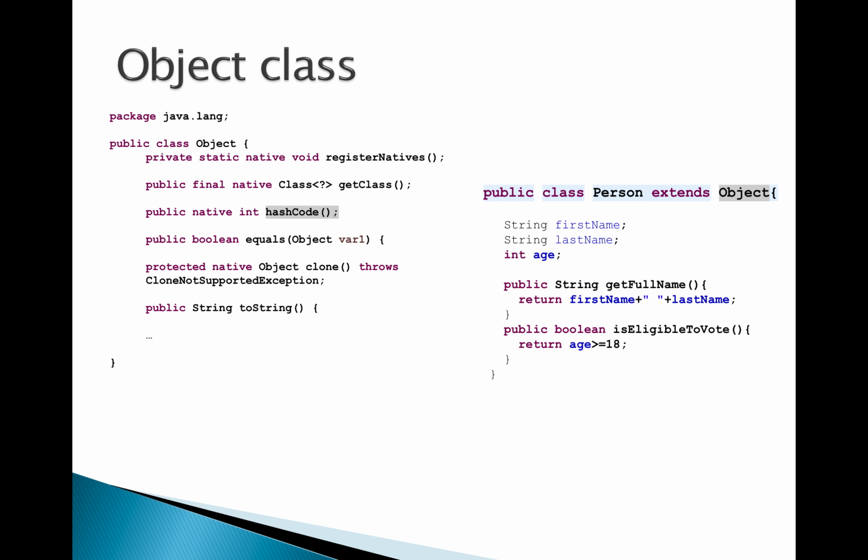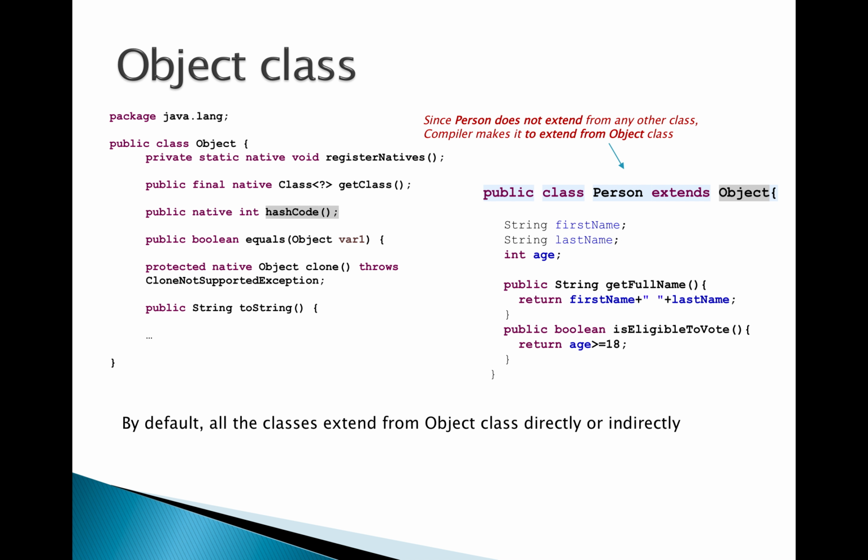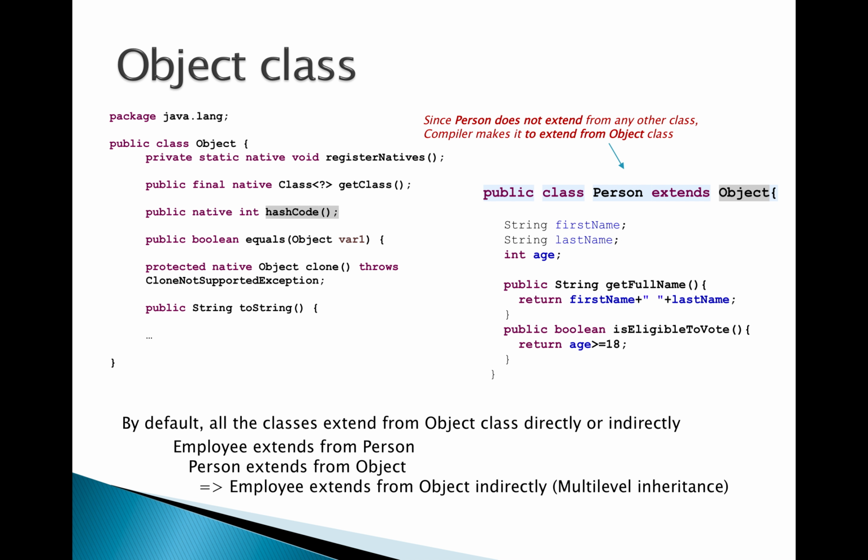If you define an employee class, where you say employee extends person, it is not going to add it. If you don't extend from any class, the compiler is going to extend from the Object class by default. So in one way or the other, all the classes extend from the Object class, directly or indirectly. In the case of employee, employee extends from the person class, and person extends from the Object class, which means employee is extending from the Object class.